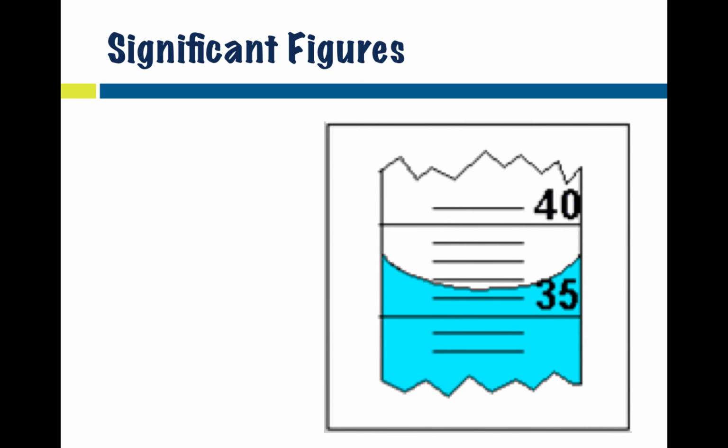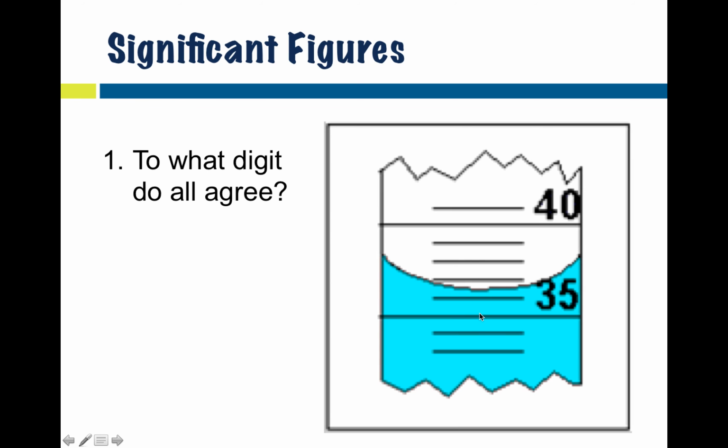All right, so let's look at another measurement. This is a graduated cylinder which measures the amount of liquid that's being held. Let's first decide to what digit do all agree. Well, the liquid is clearly between the 36 and this 37 milliliter mark. We've got 35, 36, 37, 38, 39, 40. So it's between the 36 and the 37 milliliter mark, and probably all would agree.